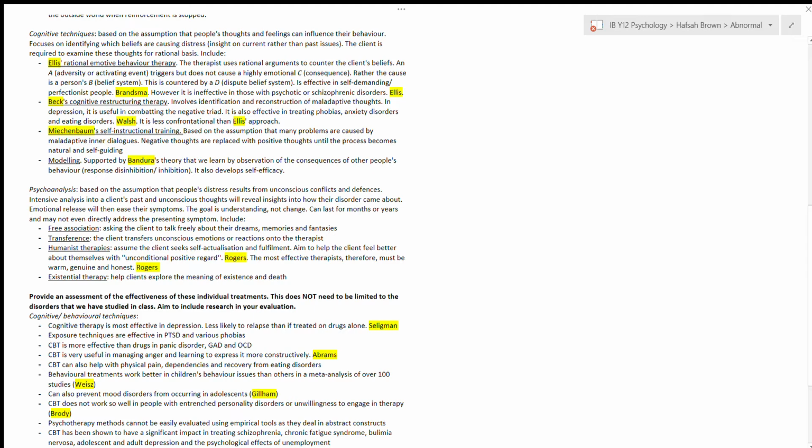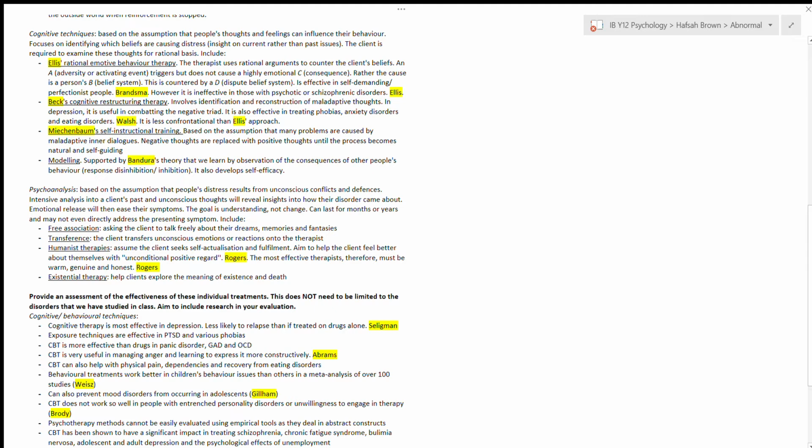And this kind of therapy is effective in self-demanding or perfectionist people. However, it is ineffective in those with psychotic or schizophrenic disorders, as these people cannot usually engage in talking therapy in a meaningful way.